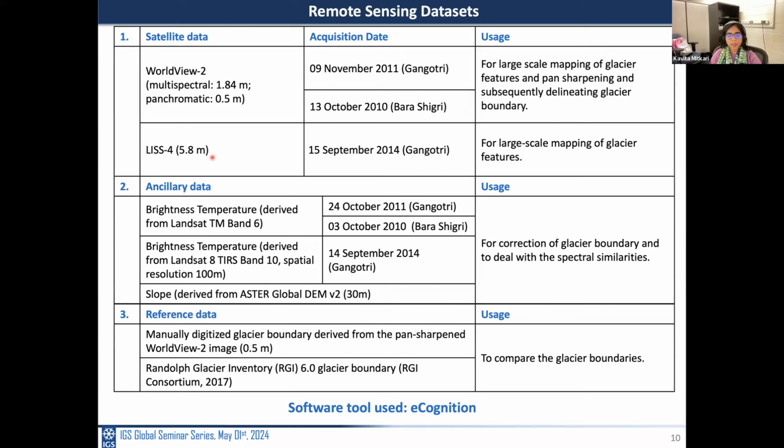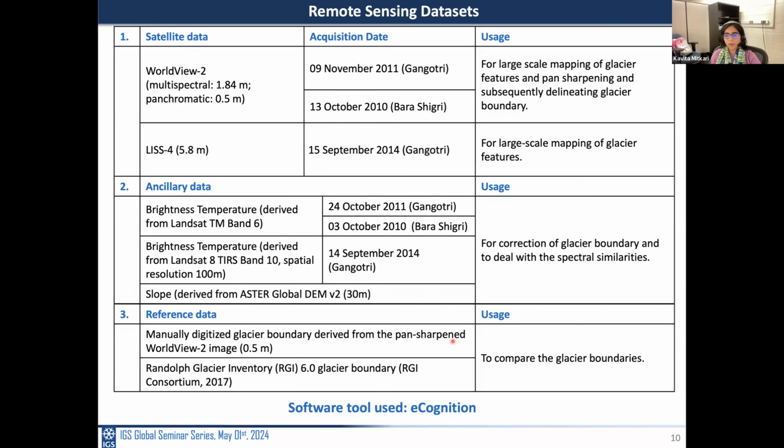Then the second image that I have considered is Indian remote sensing satellite data, that is LISS-4, which has a high spatial resolution of approximately 5 meters. This particular image pertains to the Gangotri Glacier. Along with this multispectral data, I have also considered ancillary data in the form of brightness temperature and slope to correct the glacier boundary. And also, as I highlighted before, the glacier surface and the non-glacier surface have some spectral similarities, and therefore ancillary data helps to discriminate among the non-glacier surface features and the glacier surface features.